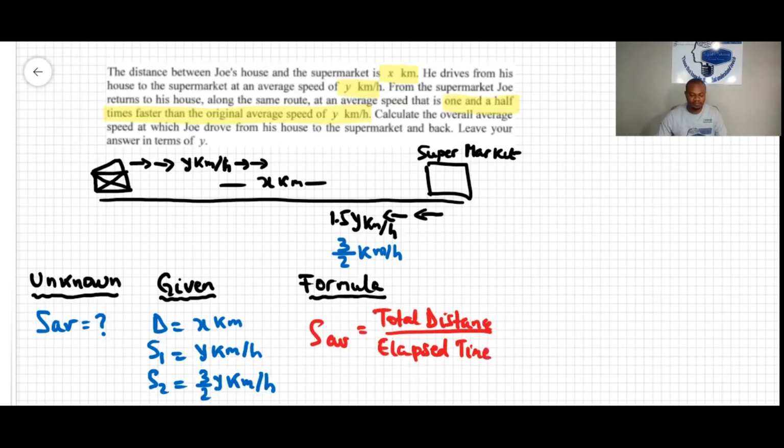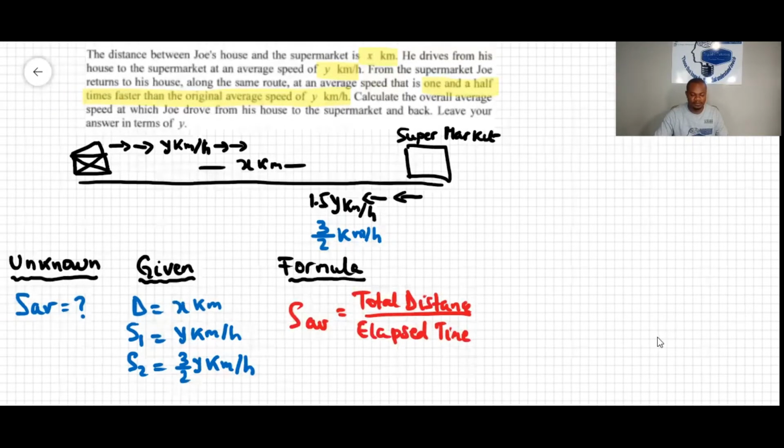Okay. Now let's do calculations. I'm gonna move this a little bit over here. Calculations. Okay, what do we know from the question? The formula we're going to use is over the elapsed time, but we do not have any time listed here, neither on the unknown, nor on the given.